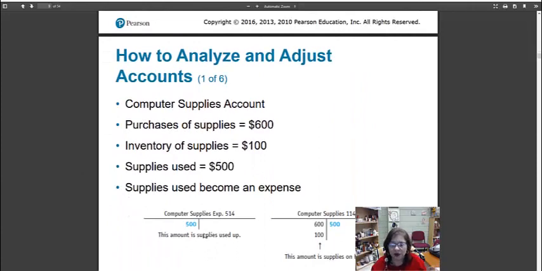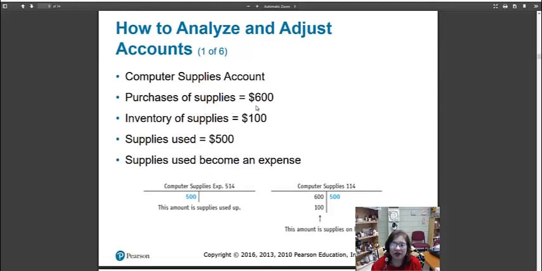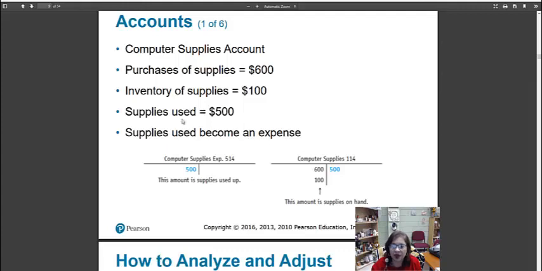So this is what we do. For example, let's say that on the computer supplies account, we purchase supplies of $600, inventory supplies of $100, supplies used was $500, okay? Supplies used becomes an expense. So see what happens here. You have computer supplies because you purchased them, right?